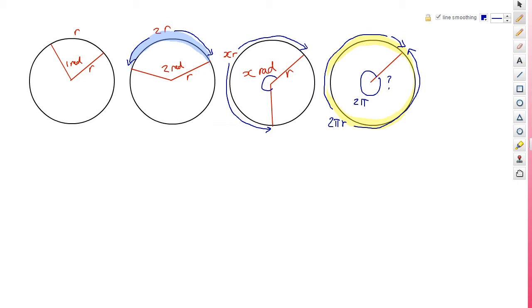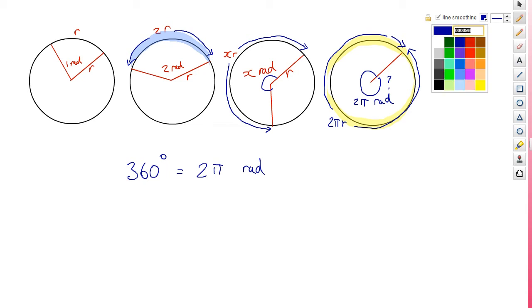So that's useful information because it gives us a conversion. We know that all the way around a circle is 360 degrees, and so we know that that's equal to 2 pi radians. I should label that radians there, 2 pi radians. And we can then figure out a bunch of other easy angles, like 180 degrees, therefore, would be pi radians.